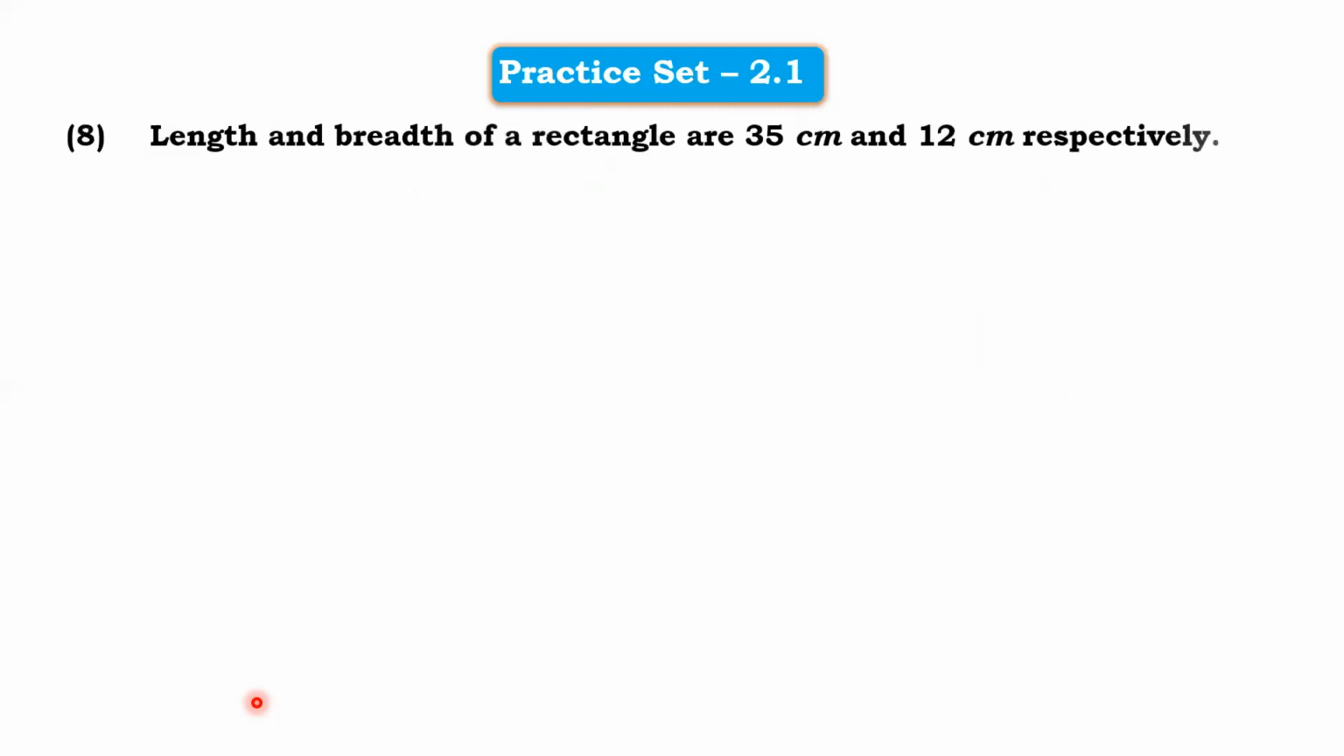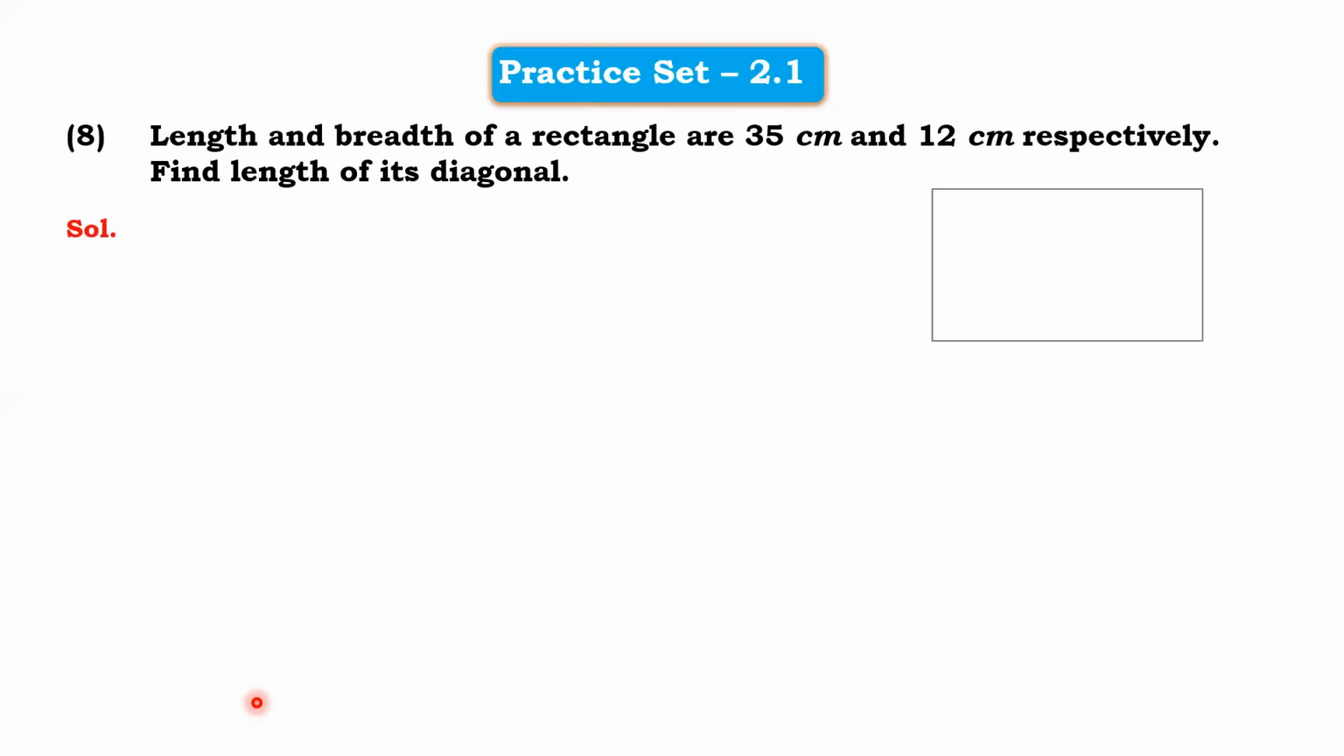Fine. Now let us see this now. Practice set 2.1, sum number 8. What does the question say? Length and breadth of a rectangle. So let us have a rectangle first. We'll name the rectangle as A, B, C, D. Now in a rectangle, each angle is 90 degree.